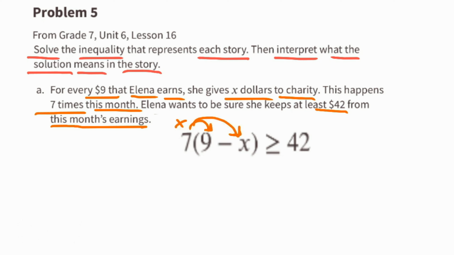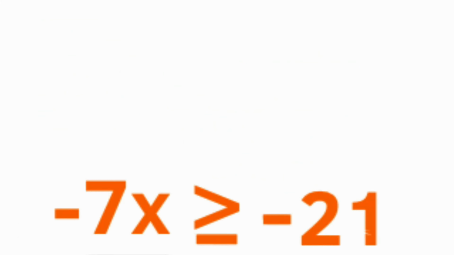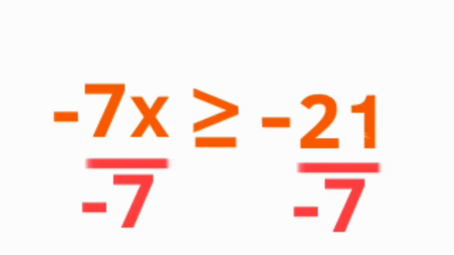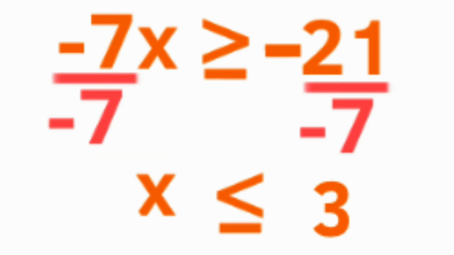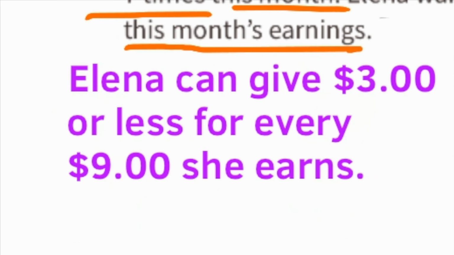And we have 7 times the $9 that she earned, minus 7 times x, the amount of money that she gives to charity, each of the 7 times that she earned $9. We need to subtract 63 from both sides of the inequality sign. So we're left with negative 7x is greater than or equal to negative 21. Divide both sides by negative 7 and flip the inequality sign. And x is less than or equal to 3. That means that Elena can give $3 or less for every $9 she earns.